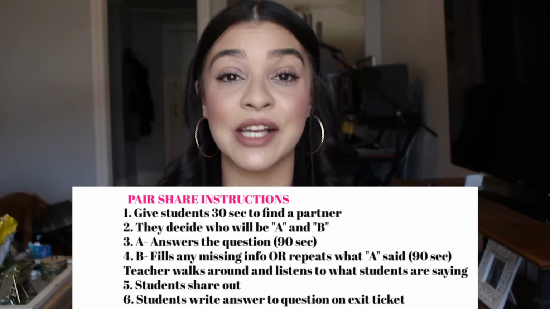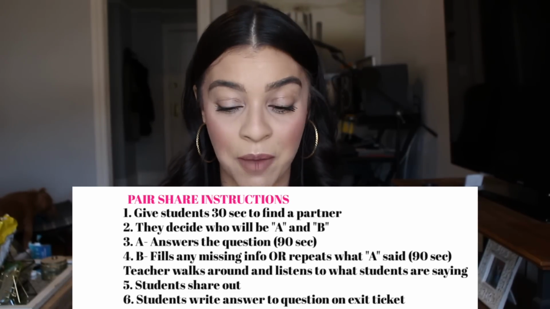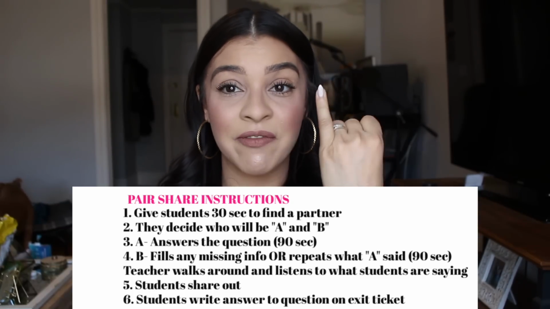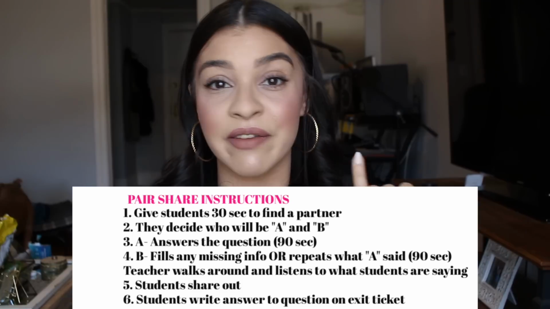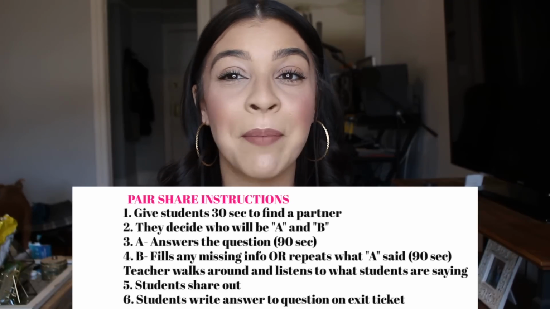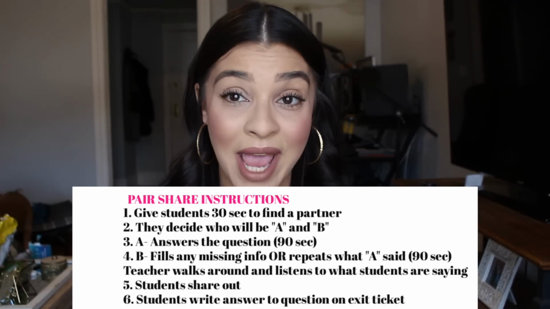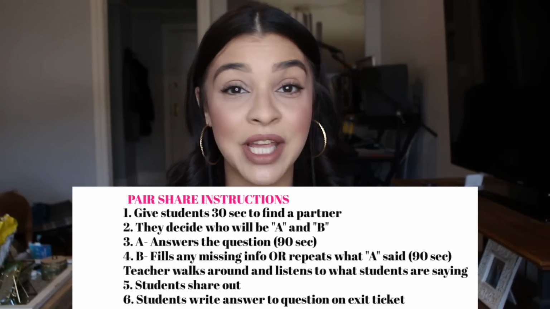So once the 90 seconds are done, A did a great job. Then B's responsibility is to fill in any missing pieces that A forgot. And if A did a perfect job, then it is B's responsibility to repeat what A said. So B never gets off the hook. And then again, for the 90 seconds, you go around and you have the students talk about it and you listen. They break, everyone sits back down, and then you could have them, all the groups, share out loud.